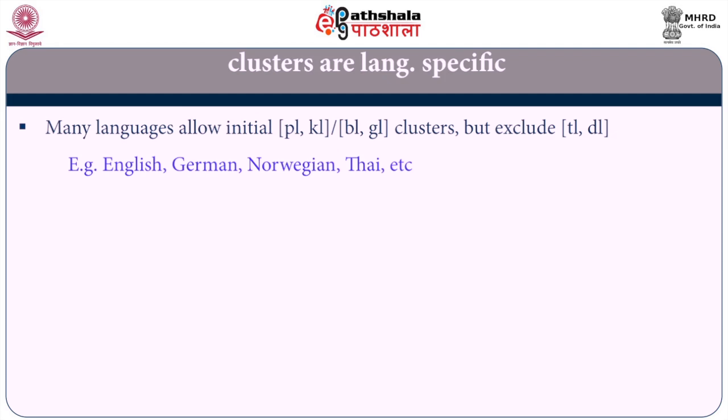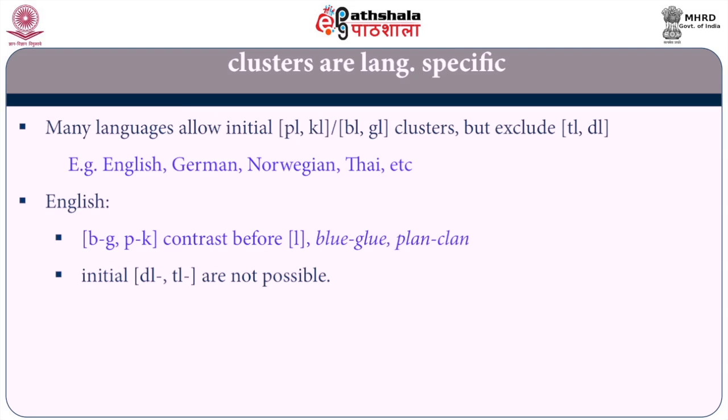Like English, German, Norwegian, Thai. But all these languages don't allow tla and dla. Why? It's nothing to do with the ability to pronounce. We can all say tla, we can say dla, but they don't allow, right? English makes a contrast between ba and ga, pa and ka before la. So you have blue, you have glue, you have plan versus clan. You contrast, but the dla and tla are not possible, as I said, right?